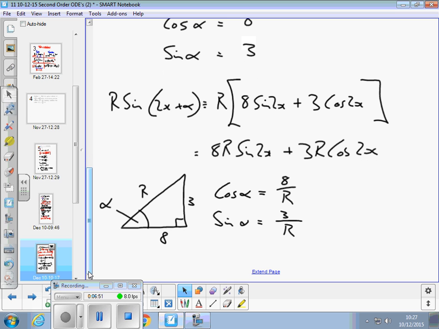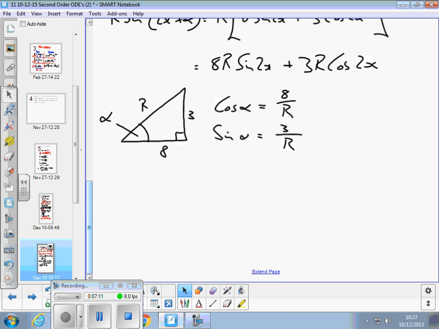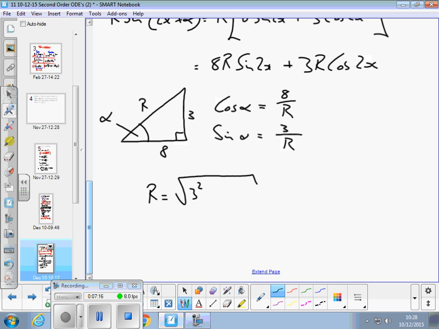So now we can work out what r and alpha are. Because r is given by Pythagoras, the square root of 3 squared plus 8 squared, and alpha is the inverse tan of the opposite over the adjacent. And so we end up with two formulae that, if you need to use them, you'll be given in the exam: r equals the square root of 3 squared plus 8 squared, and alpha is tan to the minus 1 of opposite, which in this case is 3 over 8.